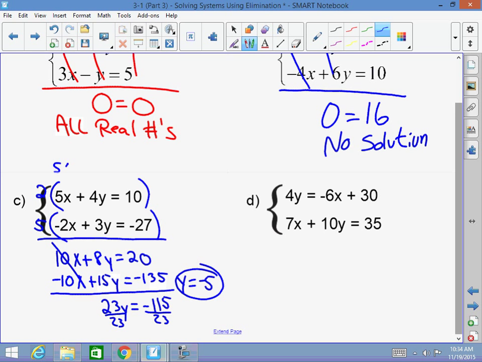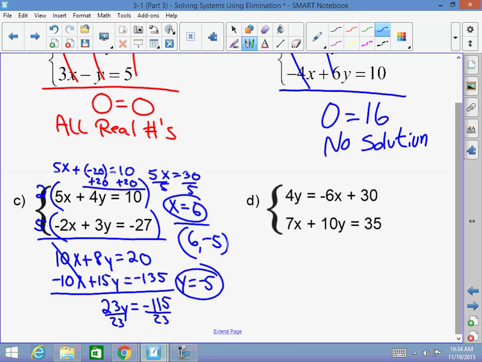So I've got 5x plus 4 times negative 5, so that's minus 20, equals 10. Add 20 to both sides. So I've got 5x equals 30. Divide by 5. X equals 6. My solution, 6 comma negative 5. Does that make sense to every single person in here?